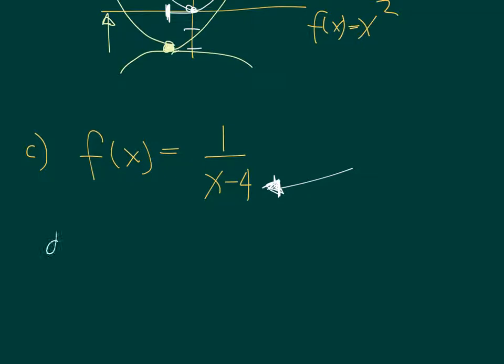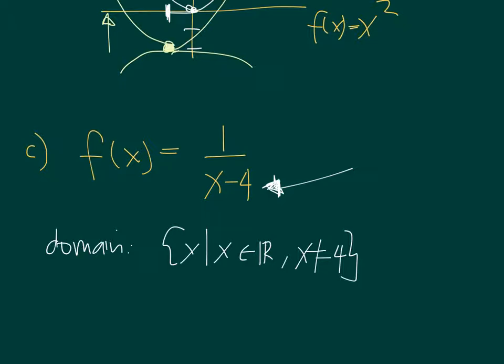So if I have to find the domain of this function, that means it can be any number except for the number that will make the denominator 0. And in this case, it's 4. Okay? Because this will be 0 when x is 4. So if I say this is x minus 5, then x cannot be 5. If I say x plus 1, then x cannot be -1. Okay? So focus on the denominator.